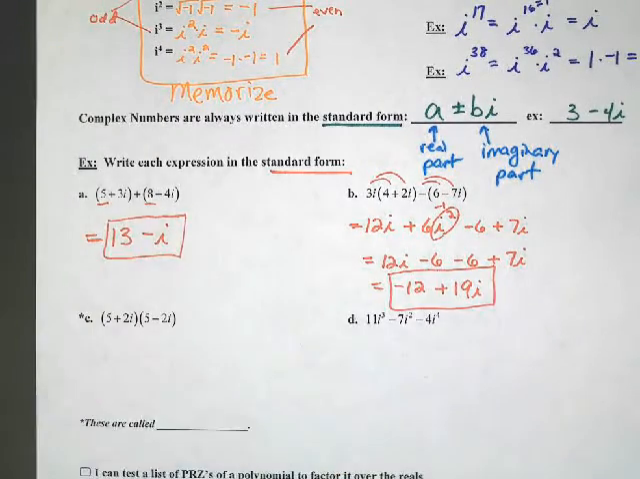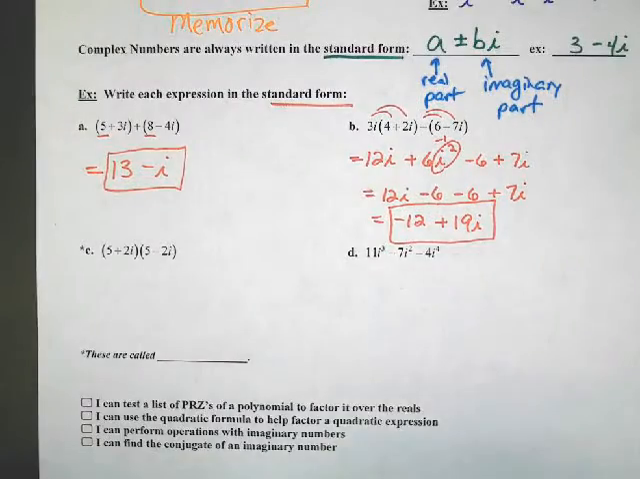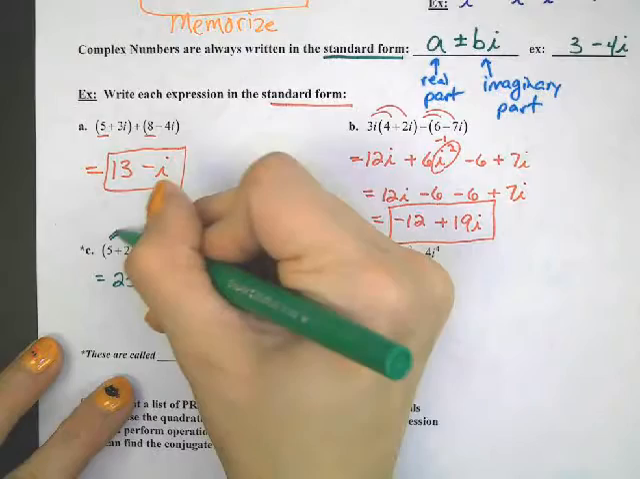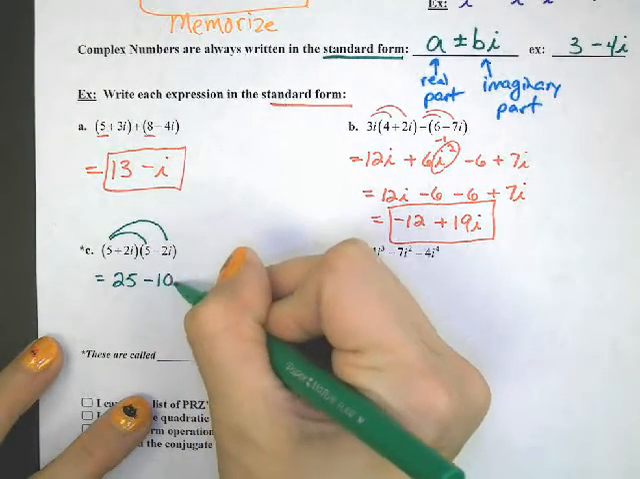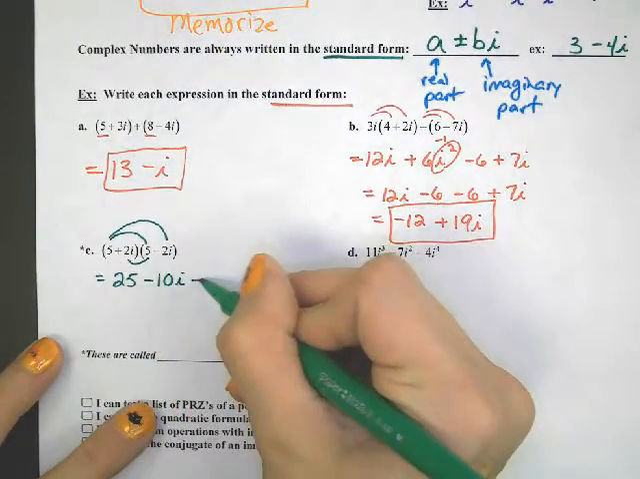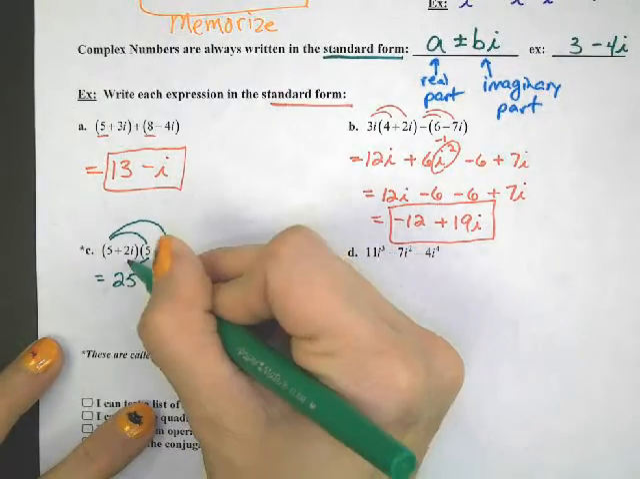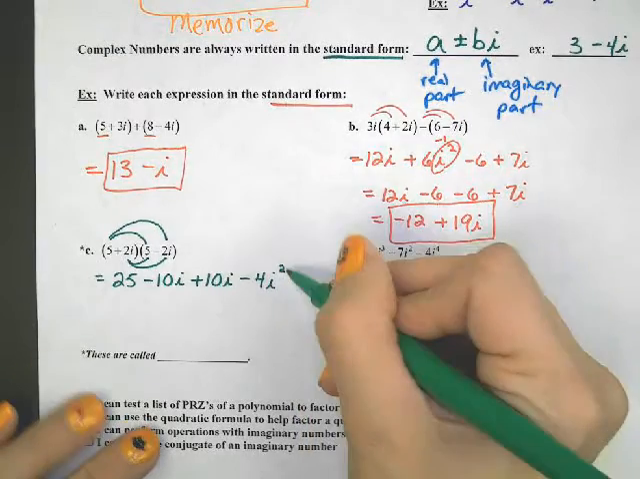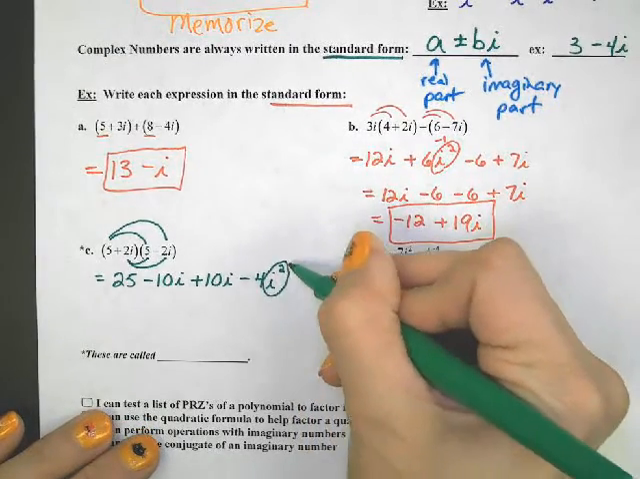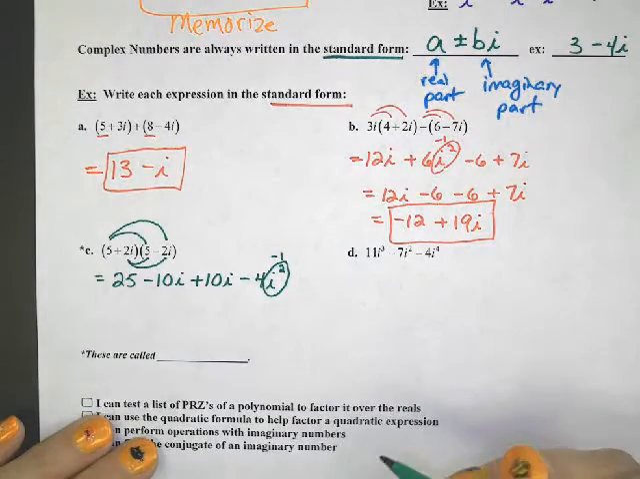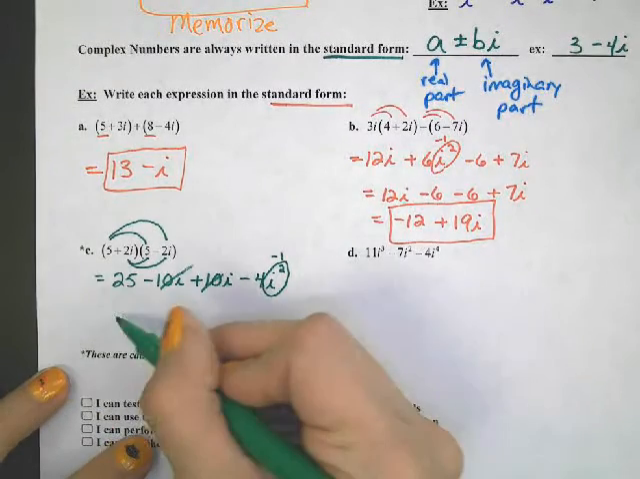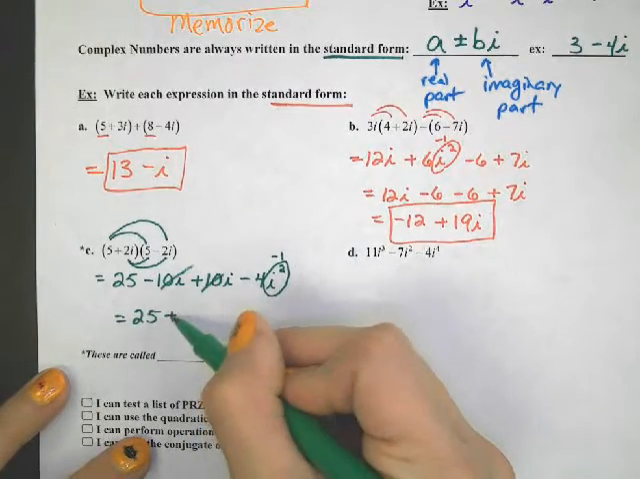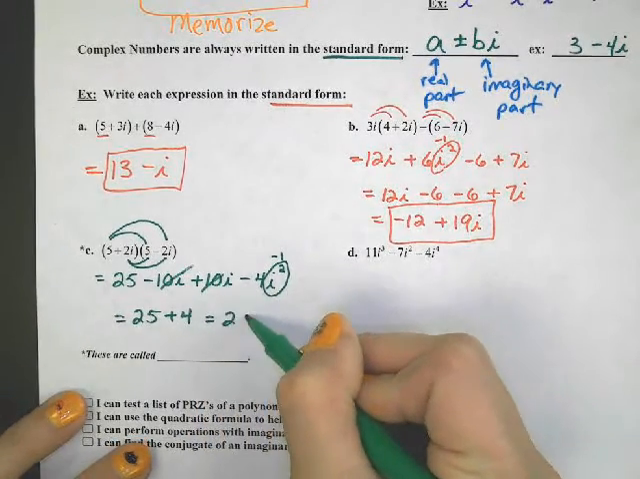Okay, we've got a couple more here. The first thing I'll do is distribute. Okay, let's FOIL. The firsts is 25. The outers is minus 10i. The inners is plus 10i. And the last is minus 4i squared. Oh, when I say i squared, you say negative 1. Okay, the middles here are going to cancel. So I've got 25 plus 4. So the answer is 29.